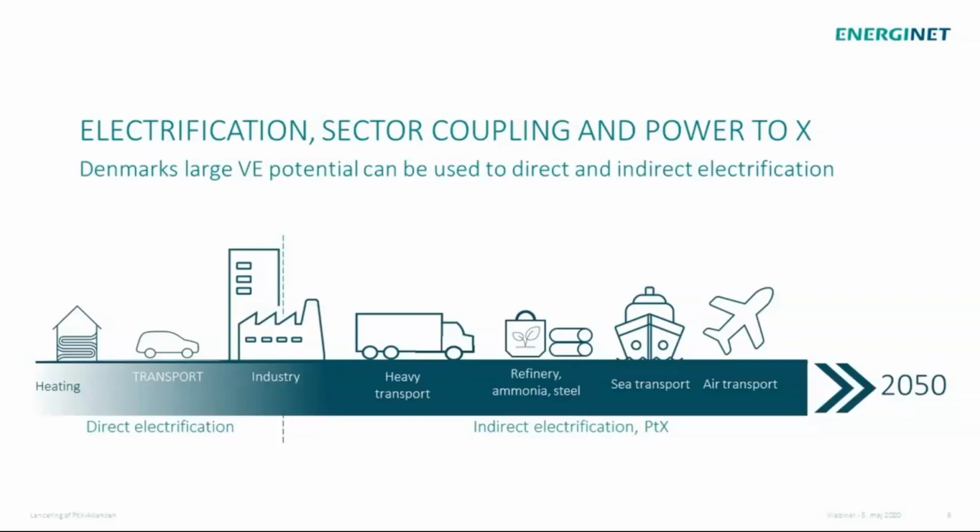And when we look at consumption, we look at sector coupling with the heating sector. We have a quite large grid of distributed heating. We look at transport, we look at industry, and then we also look at more indirect electrification, power to X, where you can transform the electricity into molecules and use them in, for example, heavy transport, refineries, ammonia, steel, sea transport, air transport. But that is when we look towards 2050. But already now we have more projects going on for power to X.